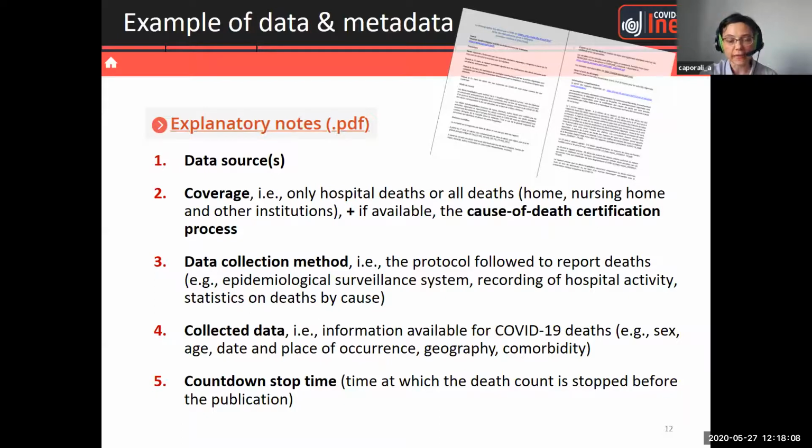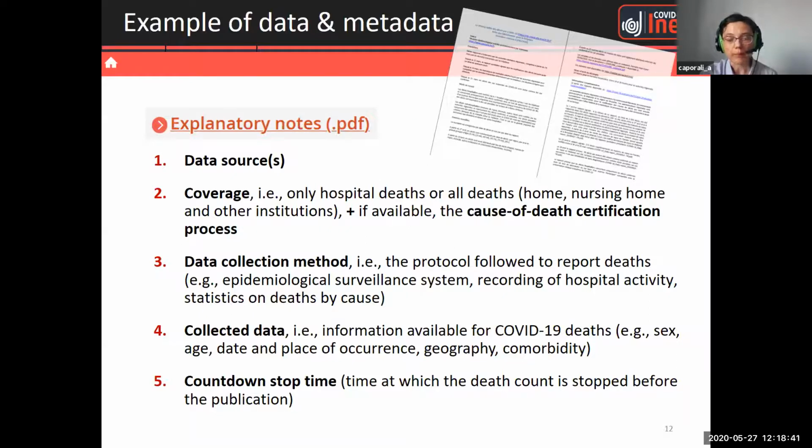Third, we also describe the data collection method, that is the protocol followed to report the deaths. Depending on the source, it can be a methodological surveillance system, recording of hospital activity, and statistics on death by cause. Fourth, we indicate the collected data, that is the information available for COVID-19 deaths, for example, sex, age, date and place of occurrence, geography, and comorbidity. Fifth, we have also the countdown stop time, namely the time at which the death count is stopped before the publication.